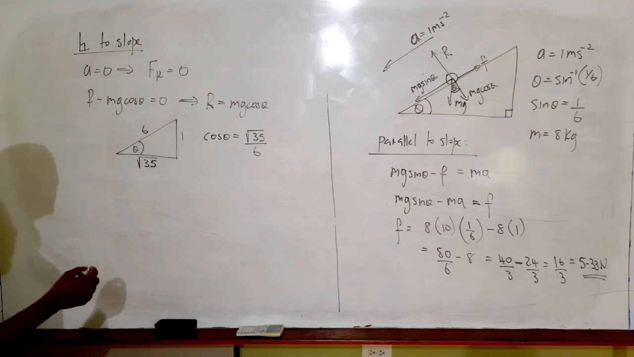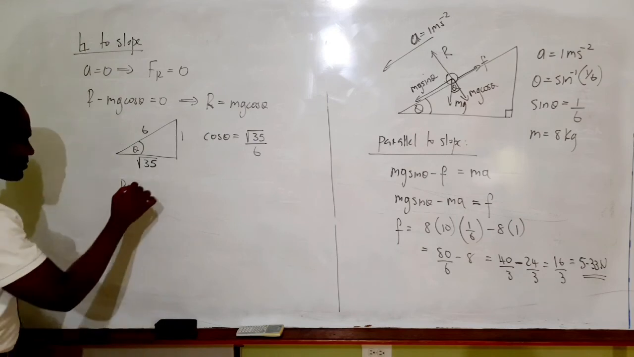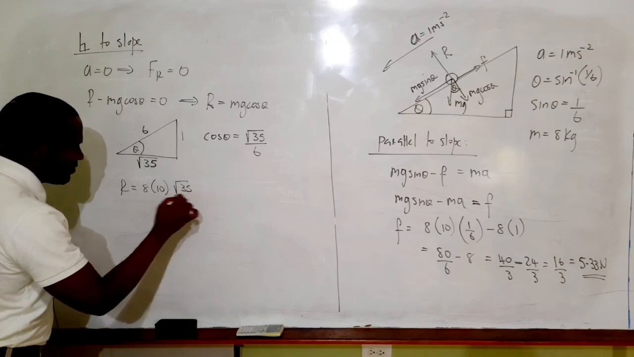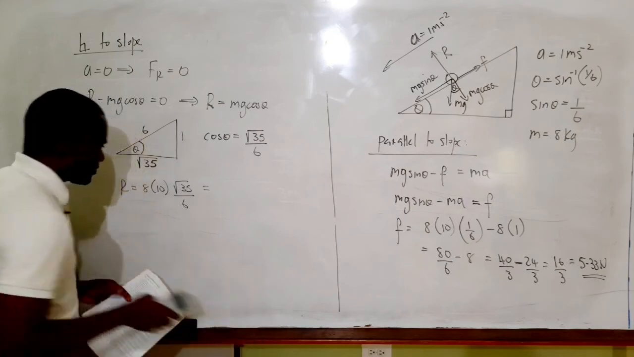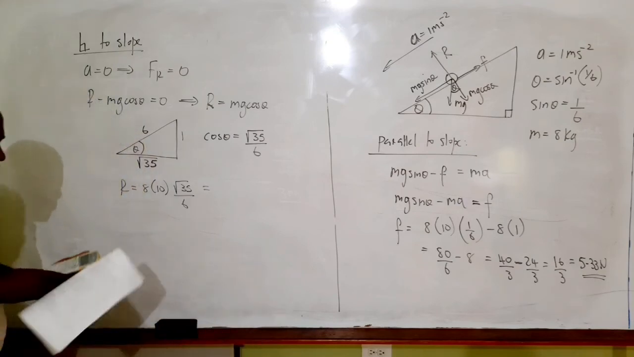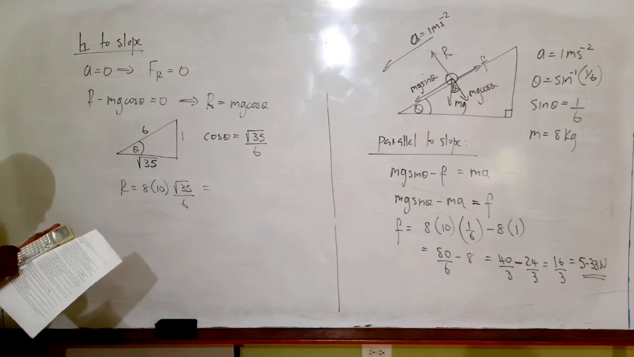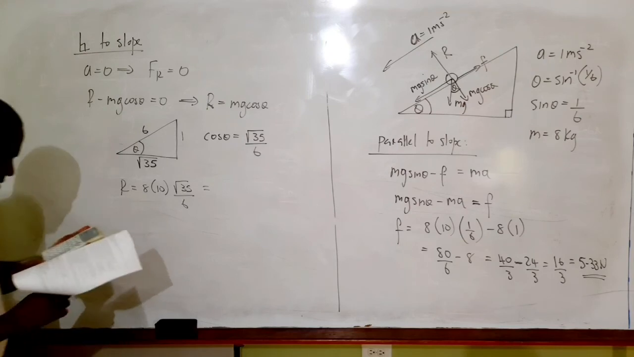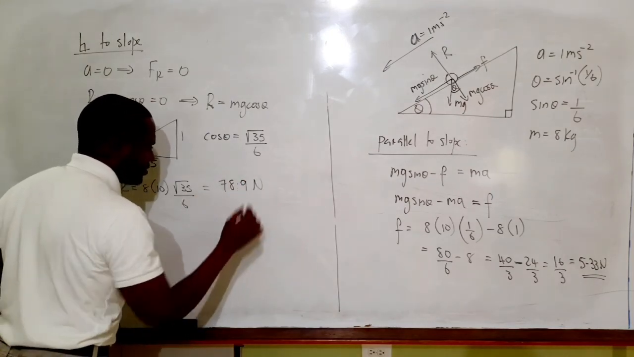And so let's now work out the normal reaction. So we can say now that R is equal to 8 times 10 times root 35 over 6, and let's just work that out. So 8 times 10 times root 35, divided by 6. So this gives us 78.99 newtons, right?